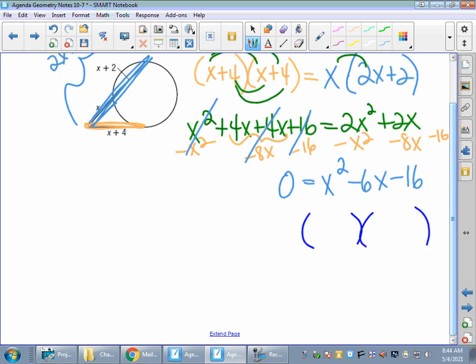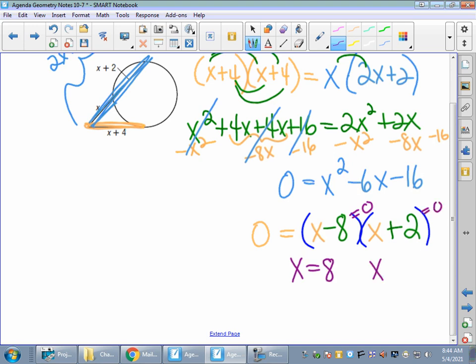I know I've got to have an x and an x. I know it's still equal to 0. Pretty sure that would be negative 8 times a positive 2. Remember, you can always FOIL or distribute that out and check to make sure you did it right. Set each one of those guys equal to 0. So x minus 8 equals 0, so x equals 8. X plus 2 equals 0, so x equals negative 2.